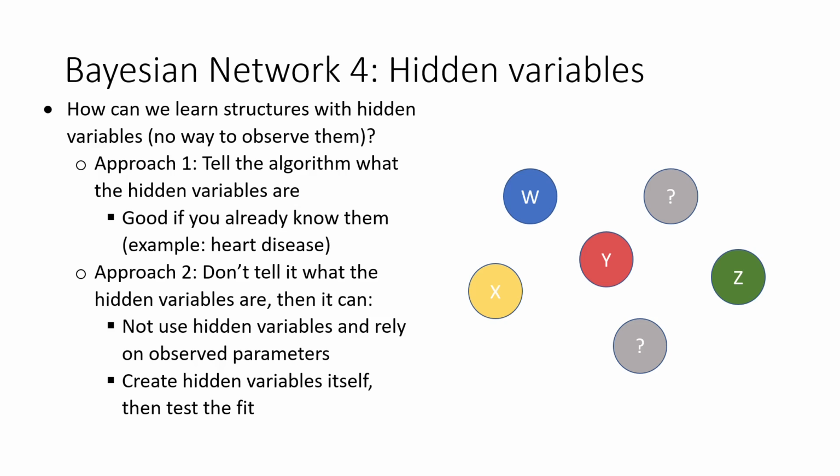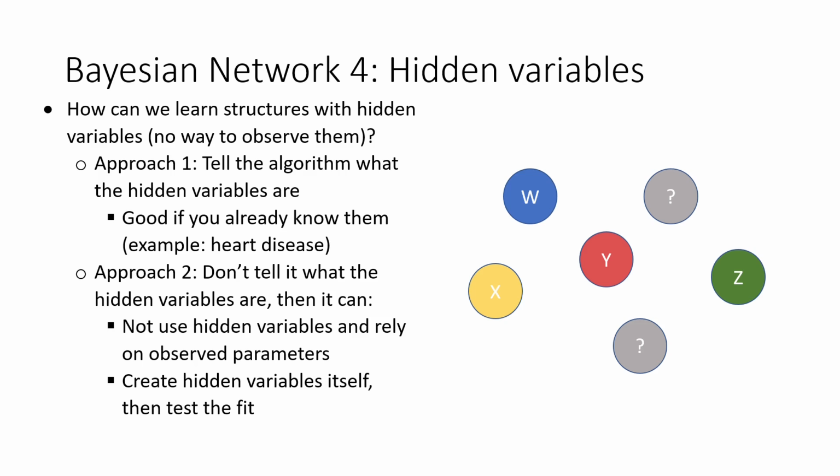So the first approach is to tell the algorithm some hidden variables that you know are there. That approach would be good if you already know what hidden variables are likely to describe the data. For example, if you're studying heart disease, you know that heart disease is probably going to be a variable.